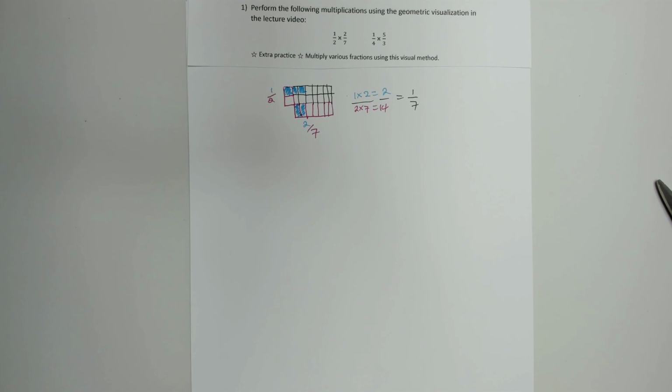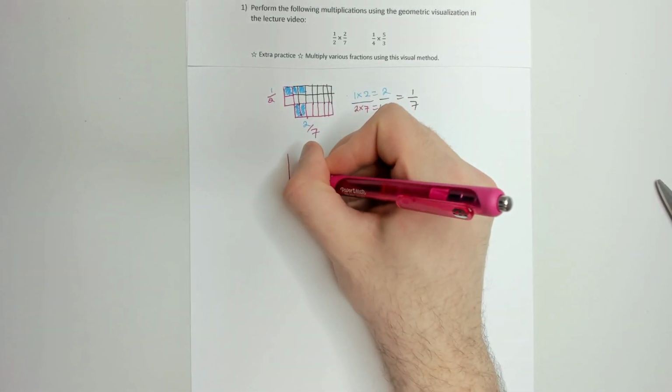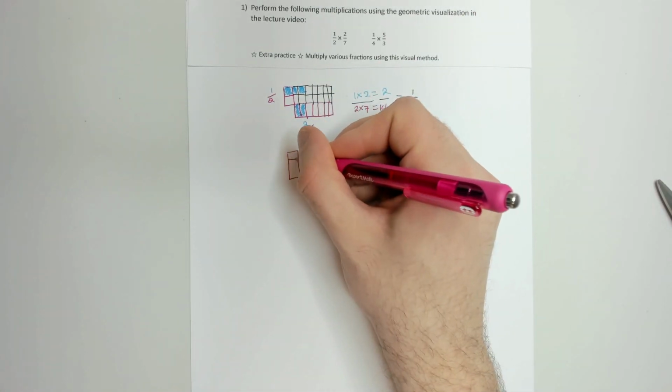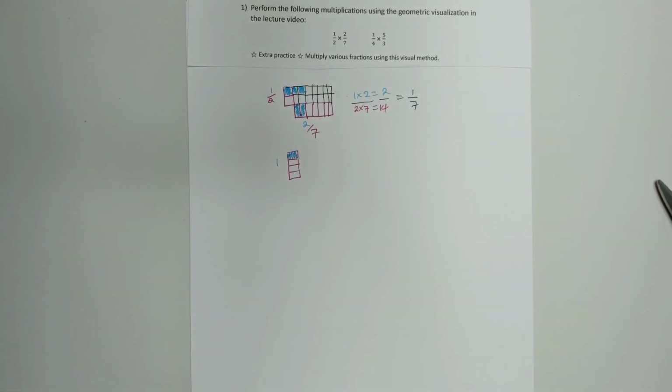Alright, so now let's try this next one, which is 1/4 times 5/3. This is a little more interesting because we actually have an improper fraction. We'll deal with that in a second. Let's just start with writing 1/4. We're going to split this into 4 pieces and shade one of them in, so that is a 4th.